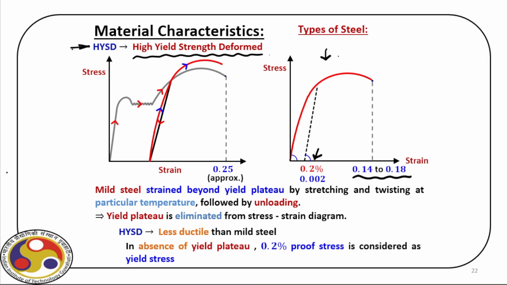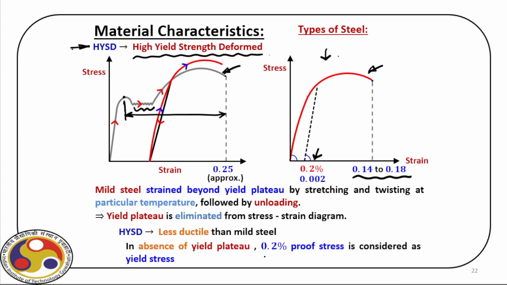Now, for this HYSD bar, it is obviously less ductile than mild steel, and that's the reason you can see the difference between this curve and this curve. So, say from the point of yielding to the point of failure, we have a large region. And there is a plateau here, which is absent in case of HYSD bar.